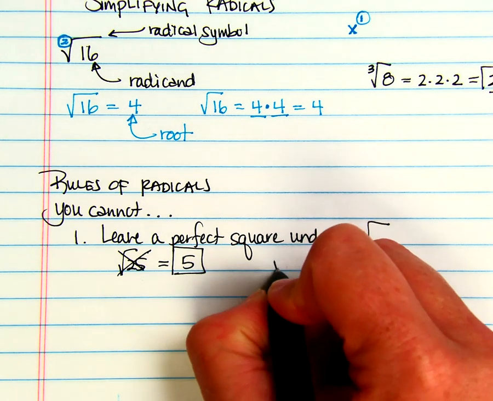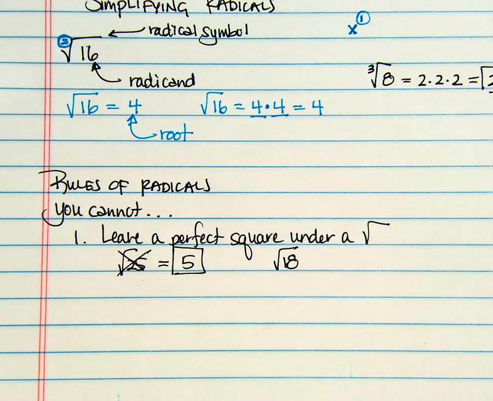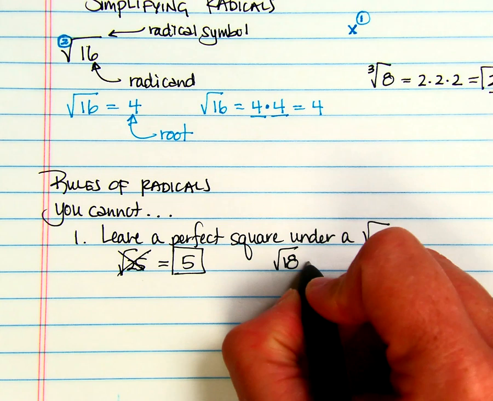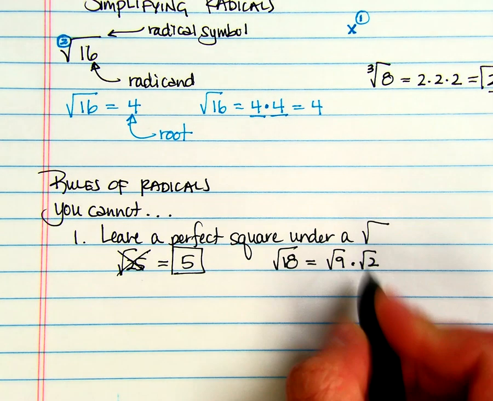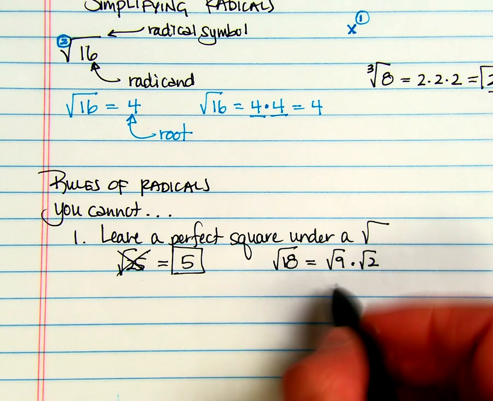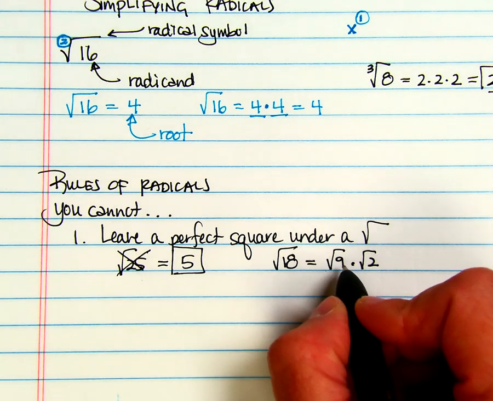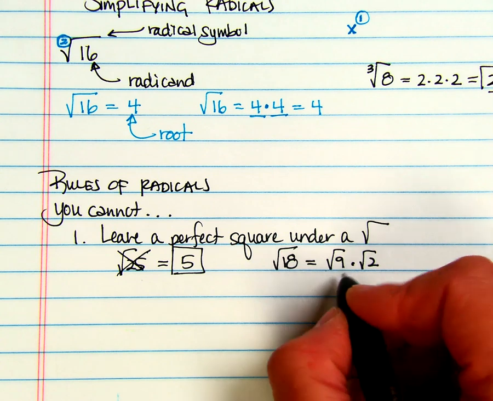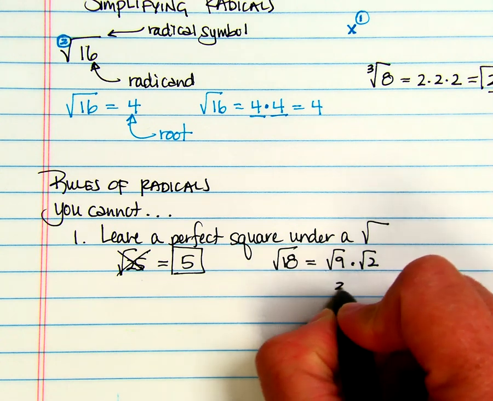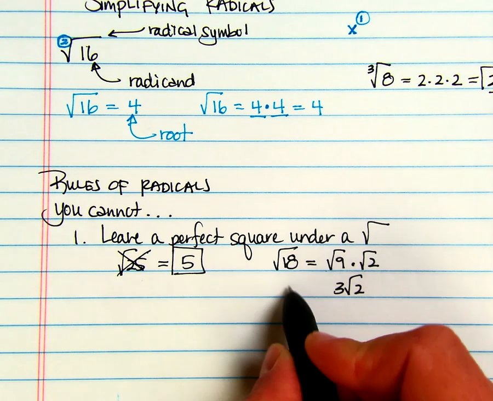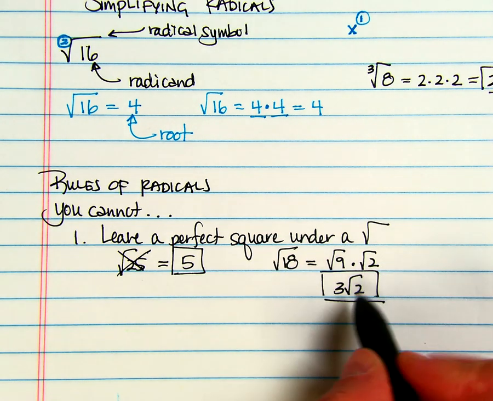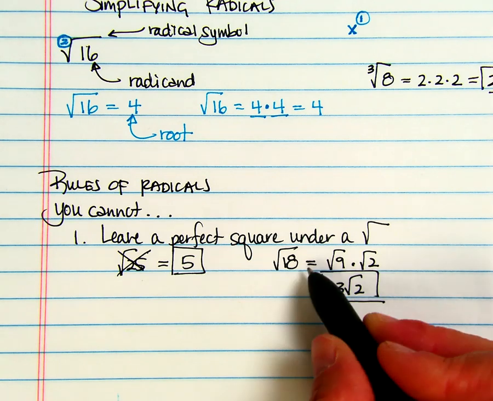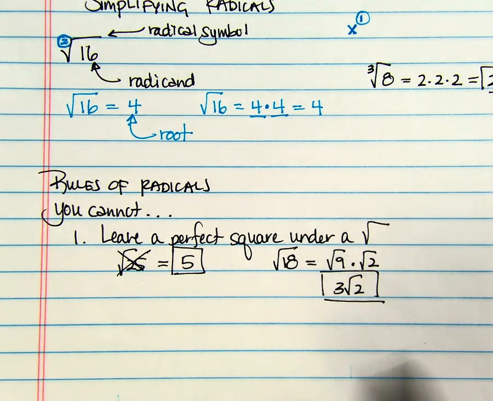Sometimes you have the square root of 18, for example, and the square root of 18 itself is not a perfect square. However, the square root of 9 times the square root of 2 gives me the square root of 18. And this 9 is a perfect square, so the square root of 9 is 3. Can't do anything with the 2. So the square root of 18 breaks down to 3 radical 2. There was a hidden perfect square under this original radical.